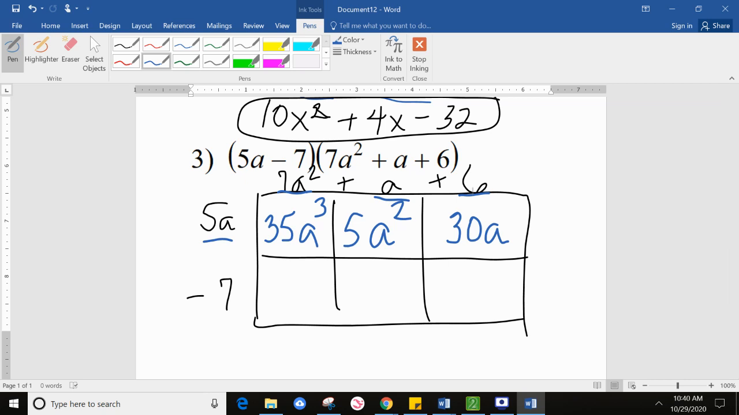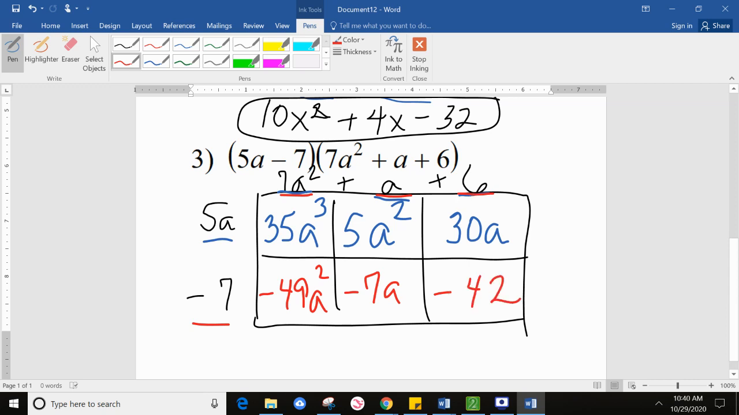All right, so now let's do the same thing but with negative 7. We're going to multiply it by each of these and write their product in the corresponding square. So negative 7 times 7 would be negative 49. And then there is no variable on 7, so this is just going to remain a squared. Same thing, negative 7 times a positive a will be a negative 7a. And then lastly, negative 7 times a positive 6 would be a negative 42.